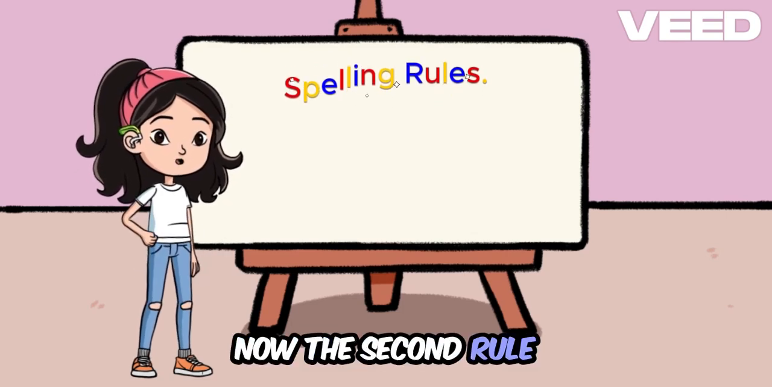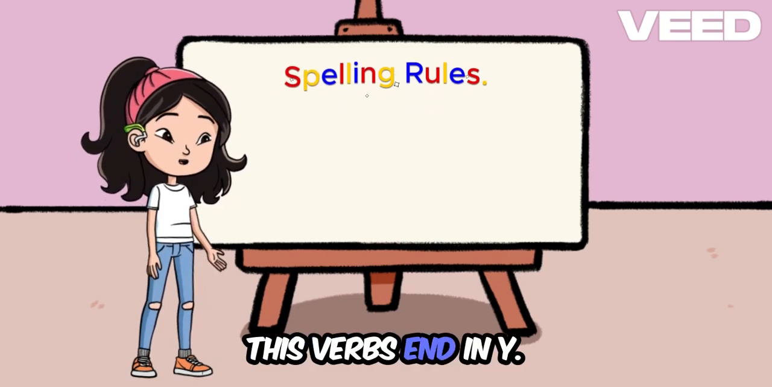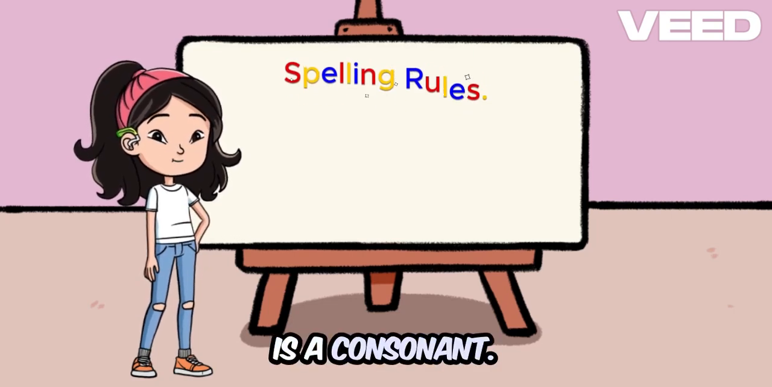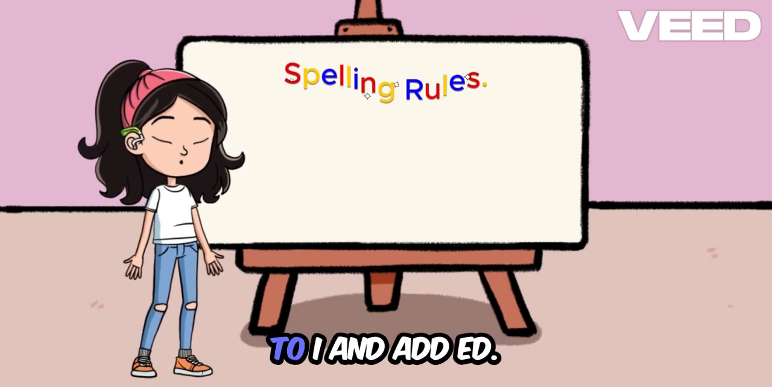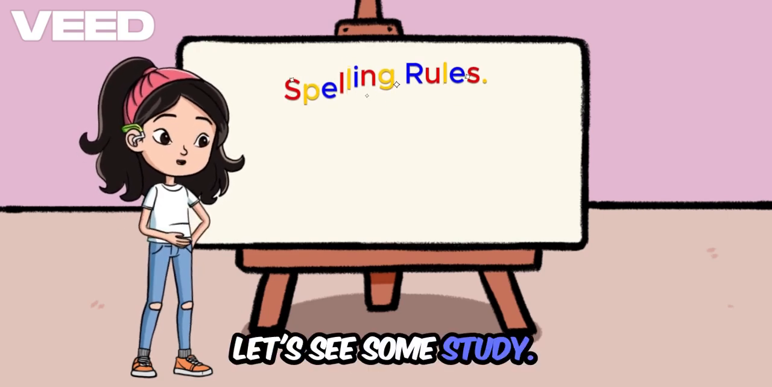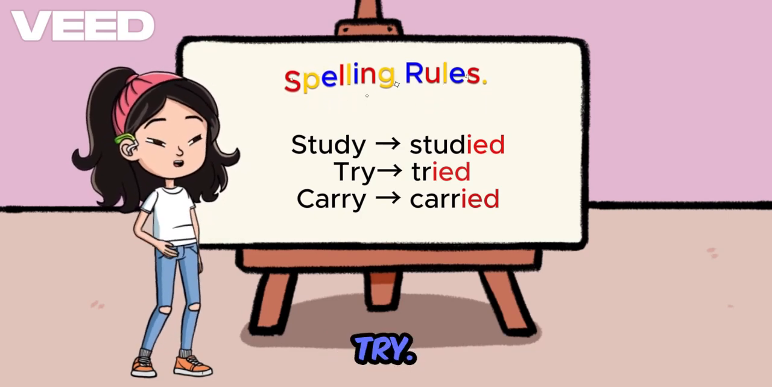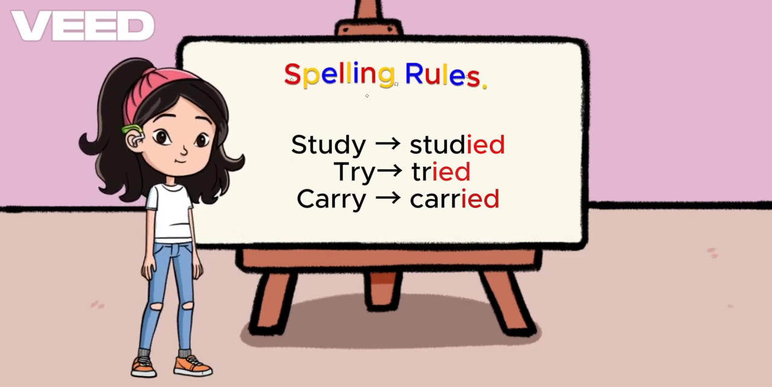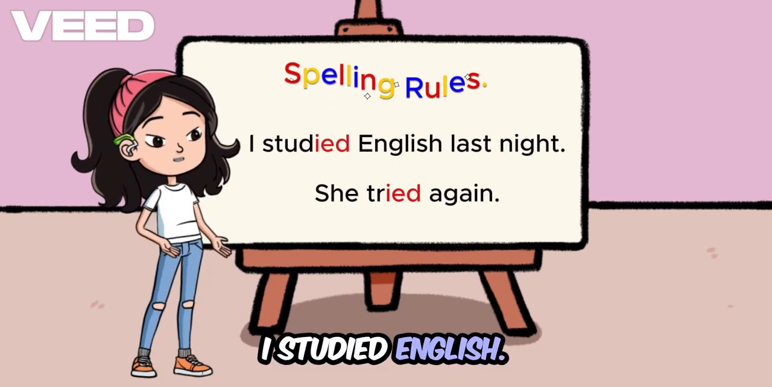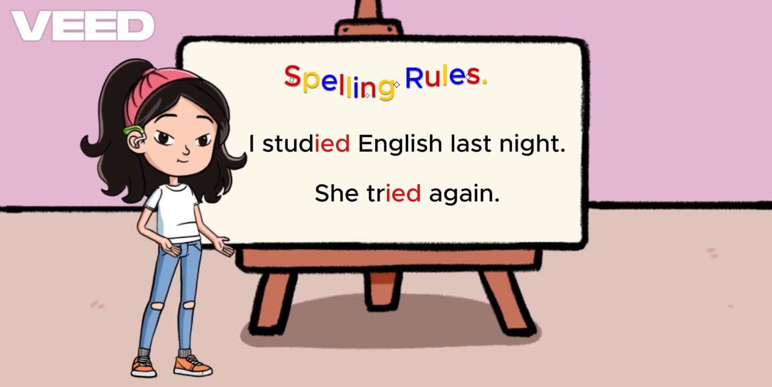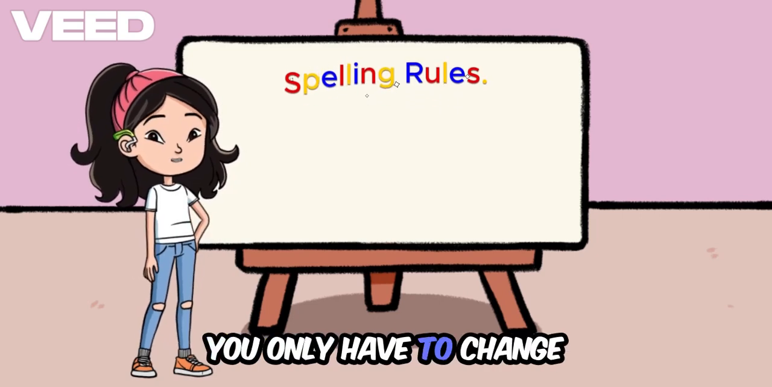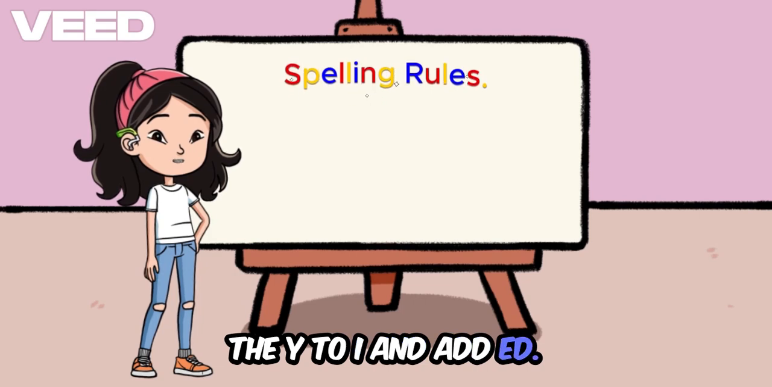Now, the second rule. These verbs end in y. Before y, there is a consonant. In this case, we change y to i and add ed. Let's see some examples. Study, studied. Try, tried. Carry, carried. I studied English last night. She tried again. See? Super simple. When the verb ends in y, you only have to change the y to i and add ed.